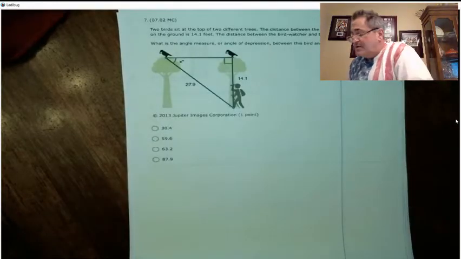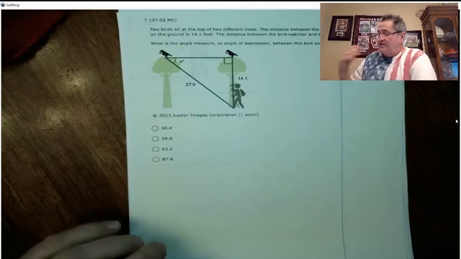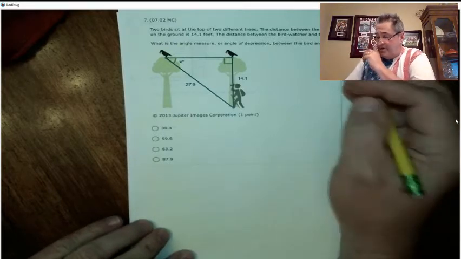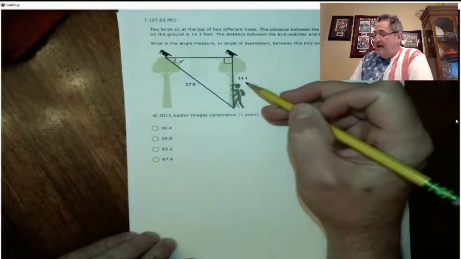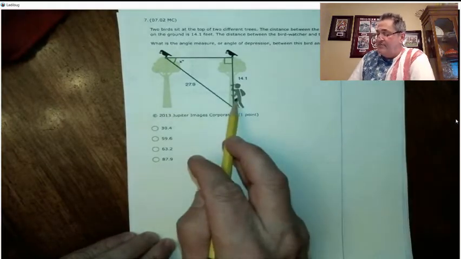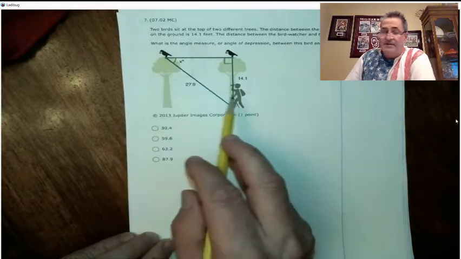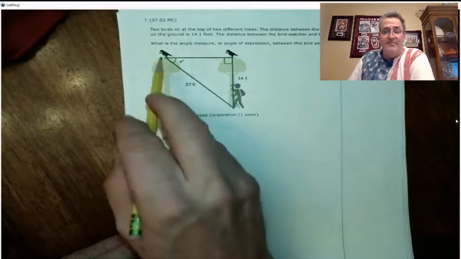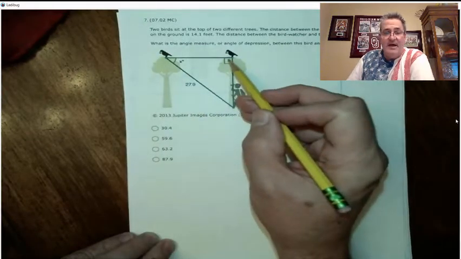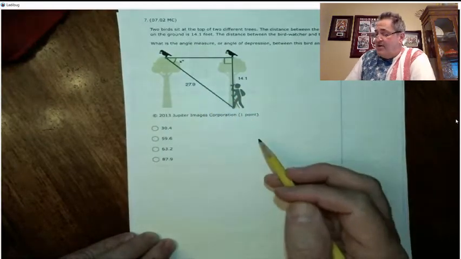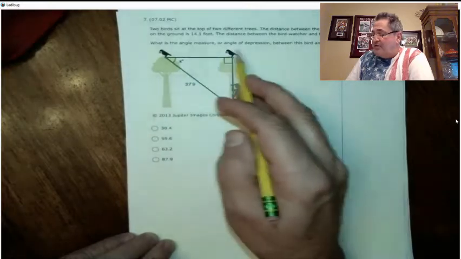All right, so here's two birds sitting at the top of two different trees. The distance between the first bird and a bird watcher, who is right underneath there, is 14.1 feet. And the distance between the bird watcher and the second bird is 27.9 feet. So that's the distance straight from him to the other bird, the hypotenuse of our triangle, with a 90-degree angle. What is the angle measure, or the angle of depression, between the bird and watcher?